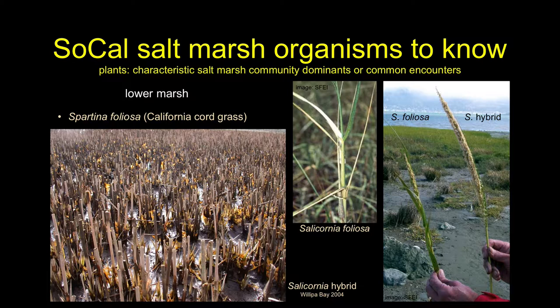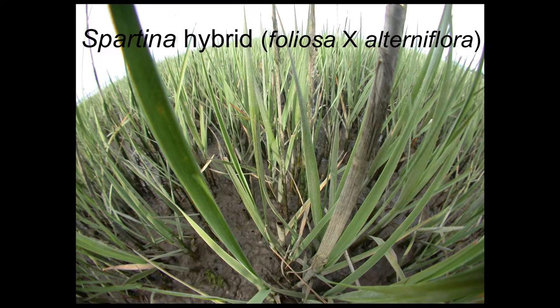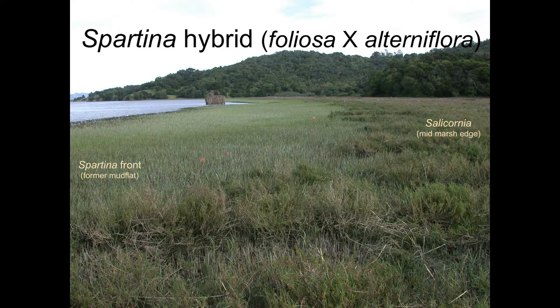So native stuff, and then the hybrid, we mentioned this before. Just glancing at them, they'll be hard to tell, but if you know what you're looking at, you can tell the difference. We don't have any of the hybrid down here, thankfully, so it's hard to see. But up north, huge problem. So here's what the hybrid looks like when we're down inside of it. Very, very dense. In the hybrid, it forms a monoculture, right? So it excludes just about everybody else. And so it's a challenge for a lot of organisms.